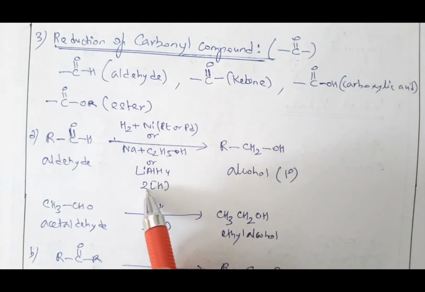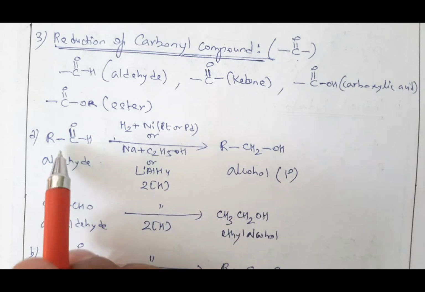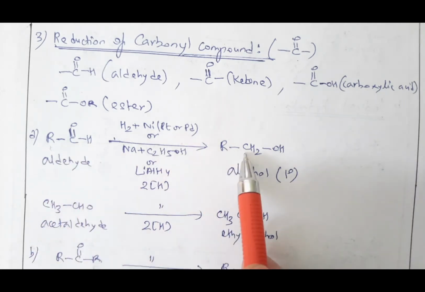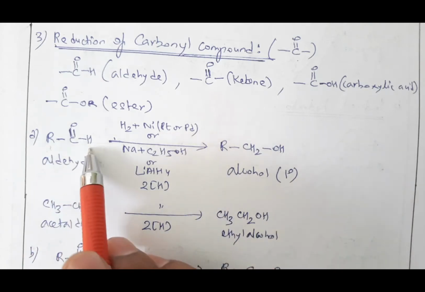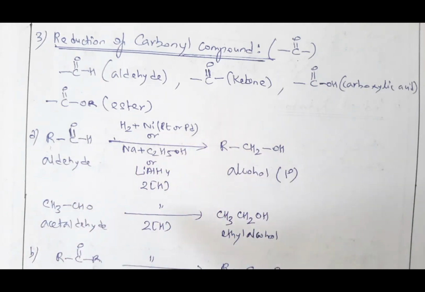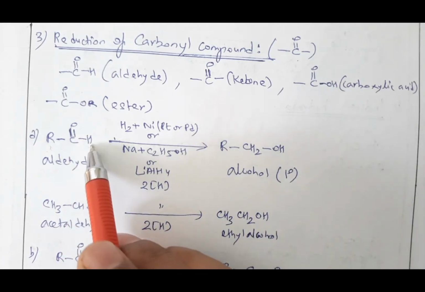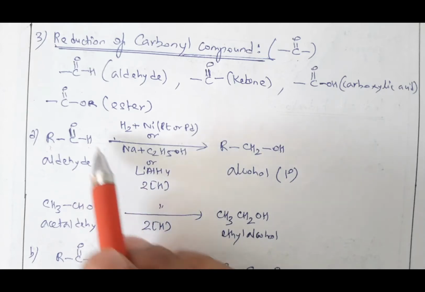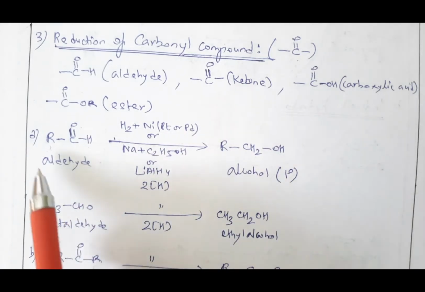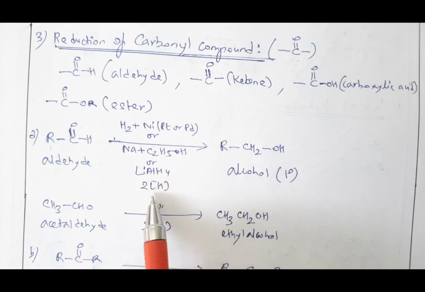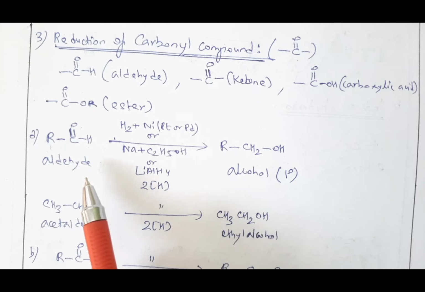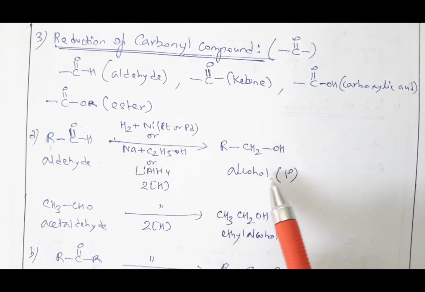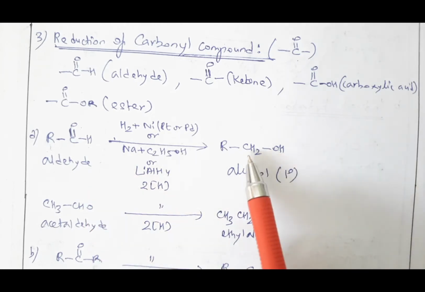After two nascent hydrogens, students, now see what will happen. R is R, CHO is CHO. After two hydrogens, one will go here and form CH2. The other hydrogen will go here and form OH. So it will be R, CH2, then O with one other H to form alcohol. So this is how we convert aldehyde to alcohol by reduction. And the alcohol obtained is a primary alcohol because OH is linked with CH2. This is the reduction of aldehyde.